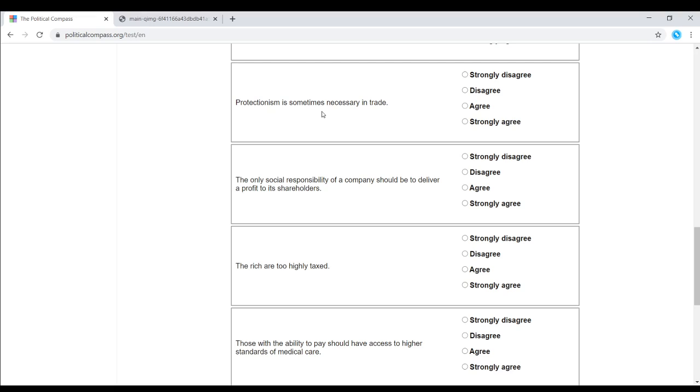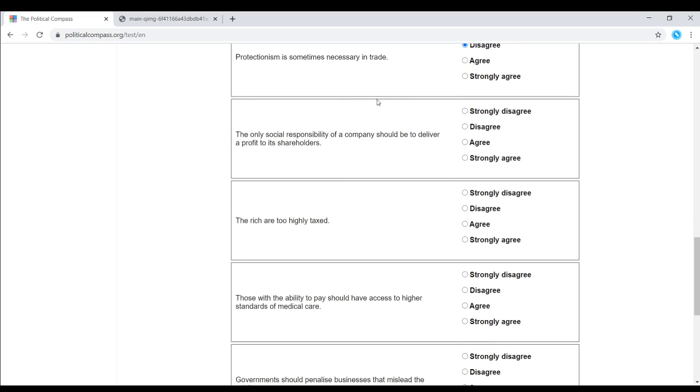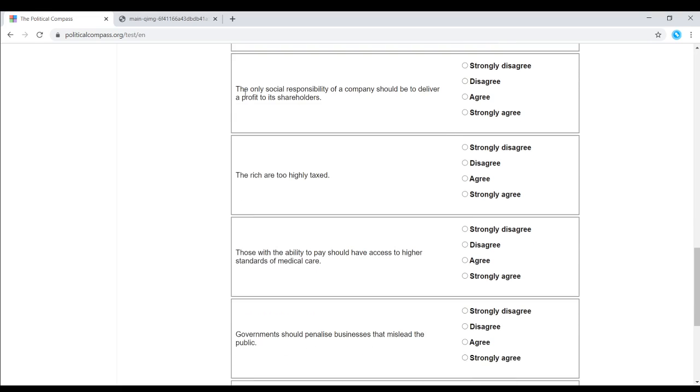Protectionism is sometimes necessary in trade. I'm kind of neutral on this. I think in some instances, but in most instances, no. I mean, it says sometimes necessary in trade. I'm going to disagree just a little bit, but if there was a neutral option, I'd probably pick it because I think there are very few instances where that can be true.